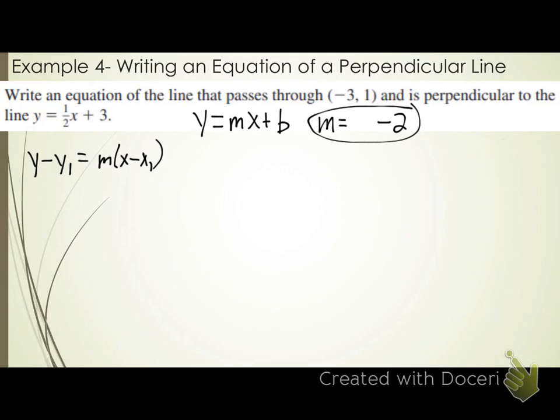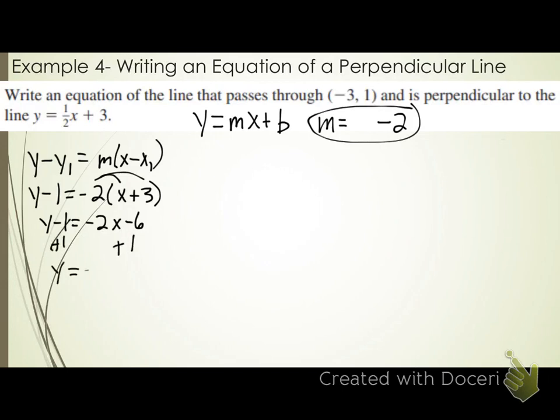Now I'm just using the ordered pair and the slope to plug into point slope. So y minus y value from the ordered pair, 1, equals my slope, -2, times x minus -3, which would be x plus 3. Any questions on how I plugged in? Now I'm going to distribute. y minus 1 equals -2x minus 6. Add 1 to both sides to get y by itself. y equals -2x minus 5. Any questions on my first method here using point slope form?